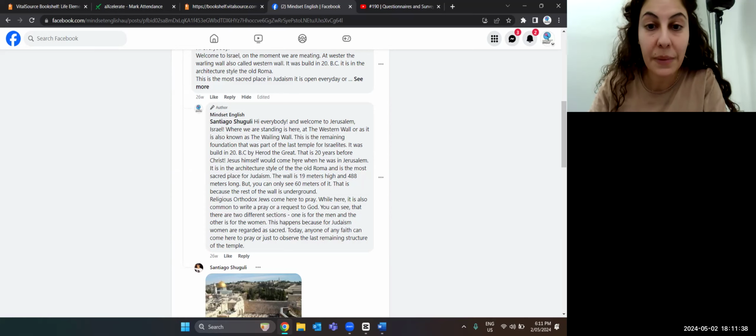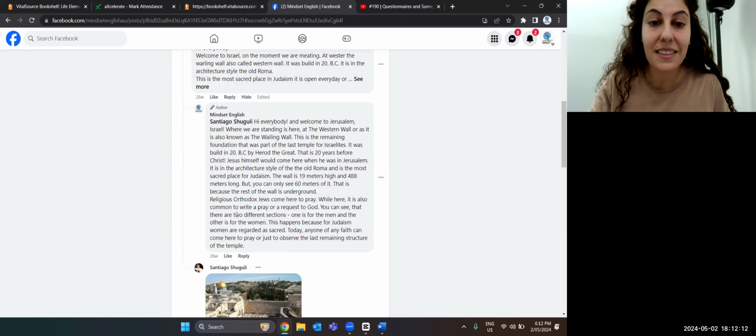Jesus himself would come here when he was in Jerusalem. It is in the architectural style of the old Roma, and it is the most sacred place for Judaism. The wall is 19 meters high and 488 meters long, but you can only see 60 meters of it. That is because the rest of the wall is underground. Religious Orthodox Jews come here to pray. While here, it is also common to write a prayer or request to God.